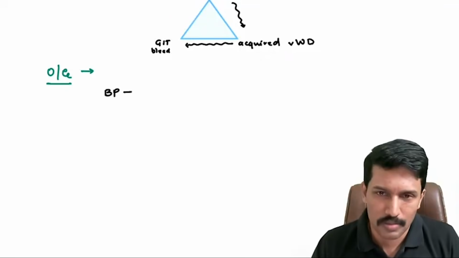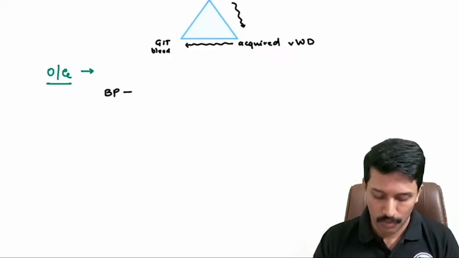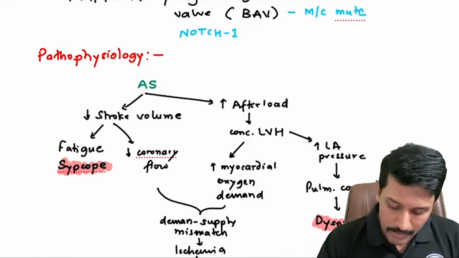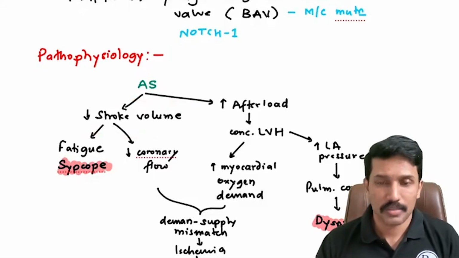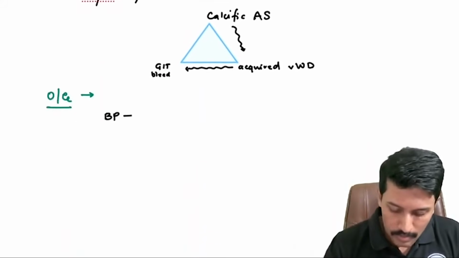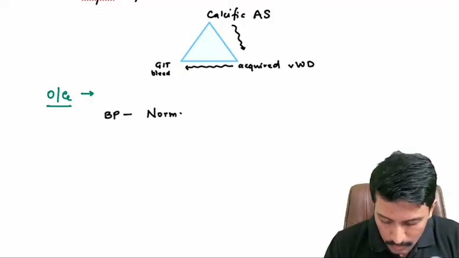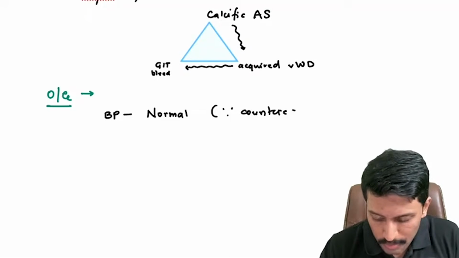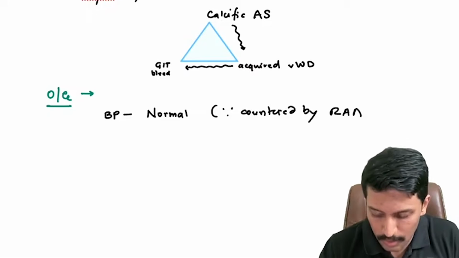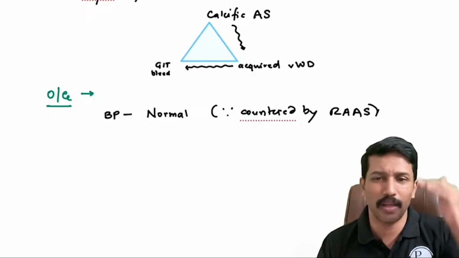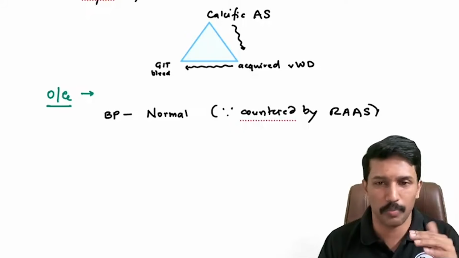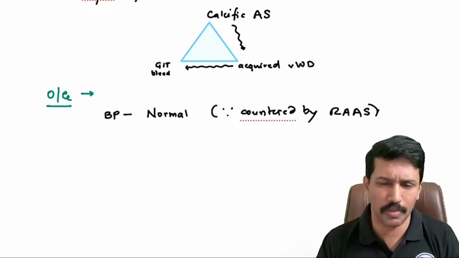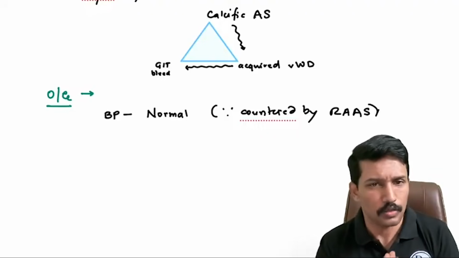In aortic stenosis, we expect the BP to be low. Why are we expecting the BP to be low? Because the stroke volume is low. But then, as I have already told you, the RAS counters it and you will end up getting normal BP. It is because the low BP is countered by the renin-angiotensin-aldosterone system. Some patients may have relatively lower systolic BP. You are not going to get them to have a fully elevated systolic BP. You may get on the lower side of the normal.